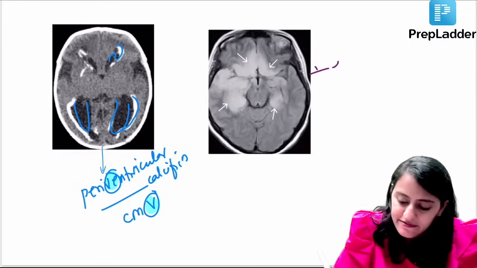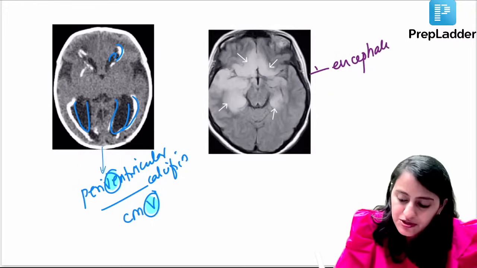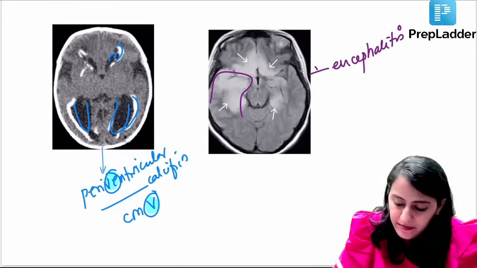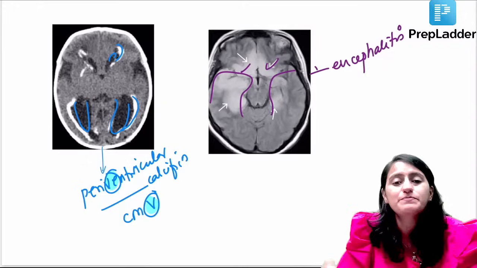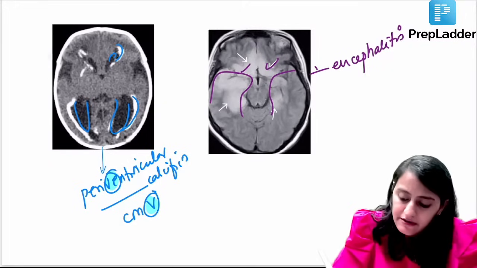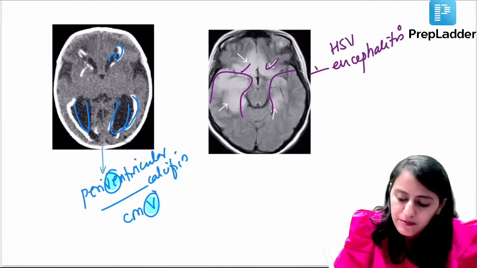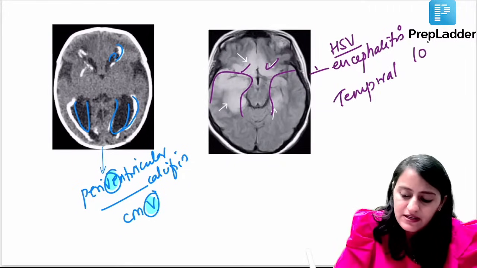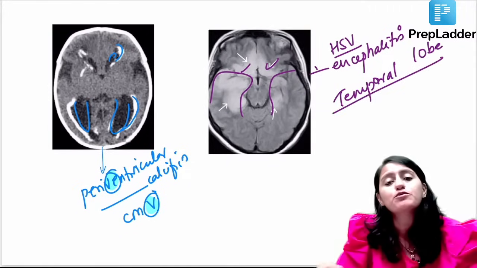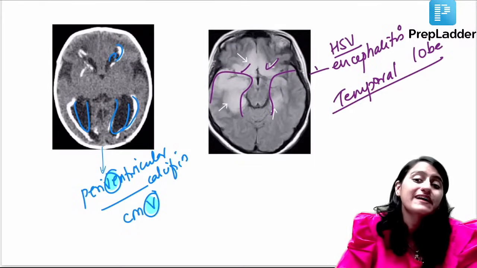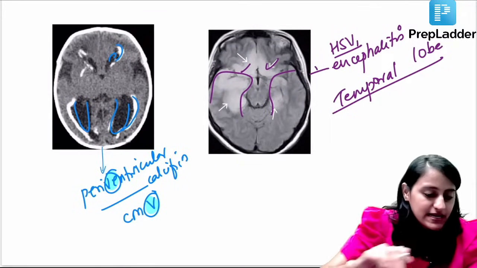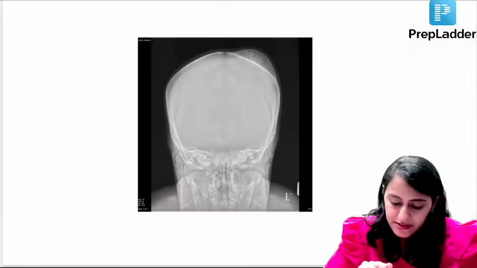And what encephalitis is this one in the second image? What lobe of the brain is affected here? Temporal lobe, basifrontal lobe is affected. Whenever it is temporal lobe, you think of HSV encephalitis. Again, very important. Whenever the temporal lobe is involved, think of HSV. What HSV is it? HSV1. Okay, HSV encephalitis. Very important.